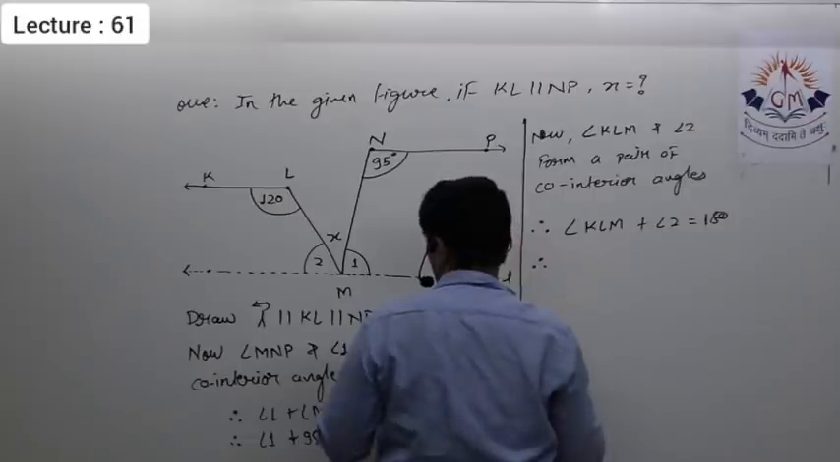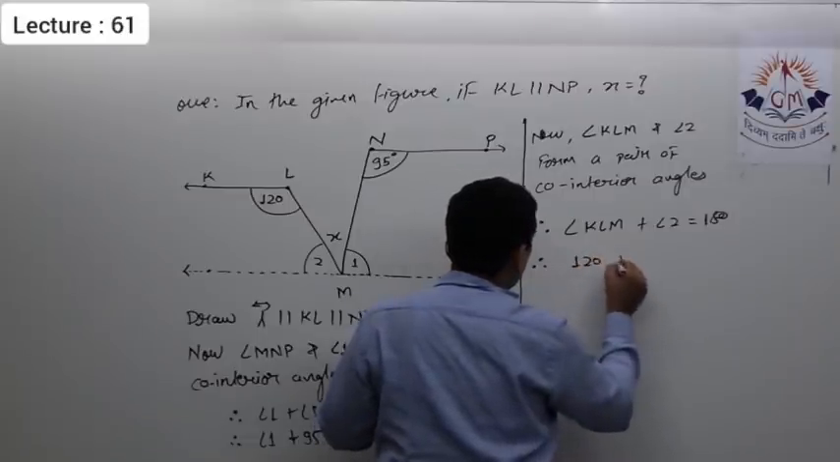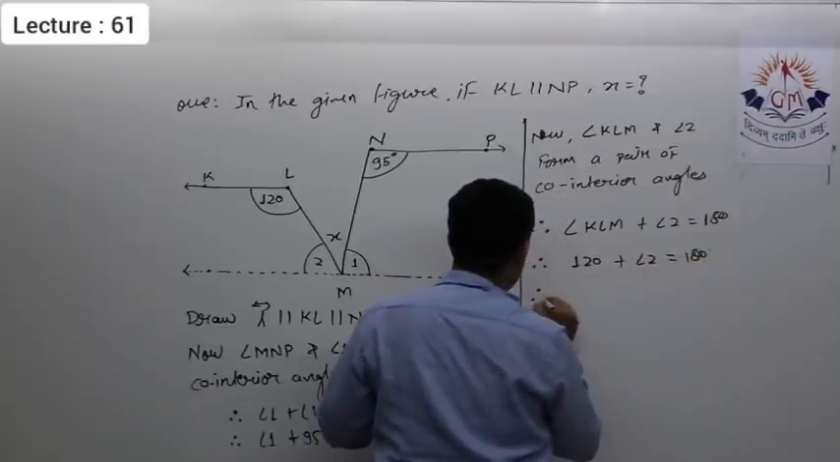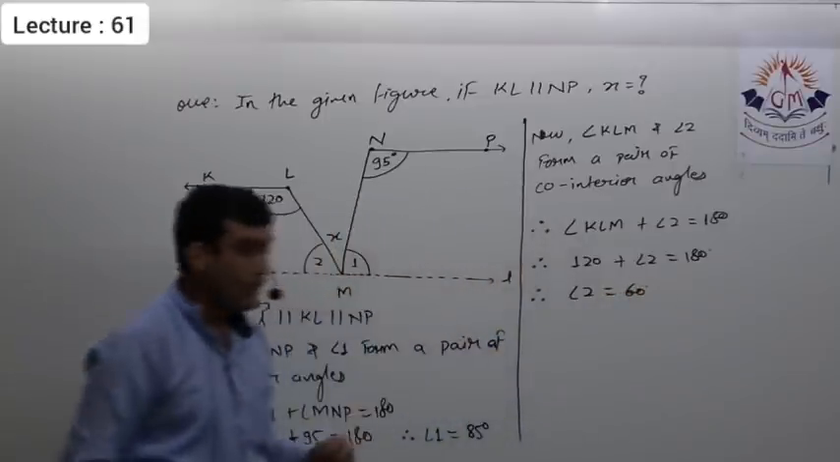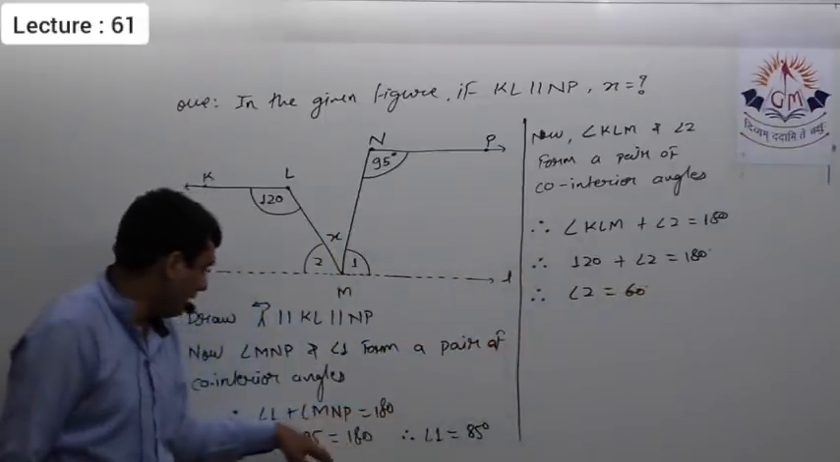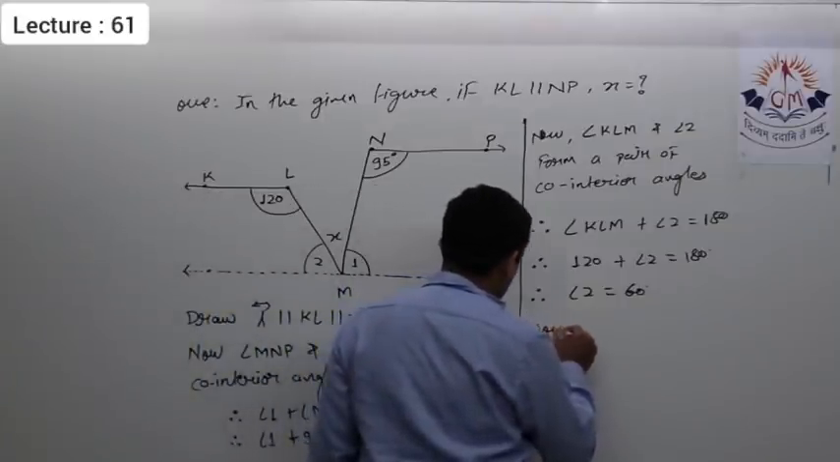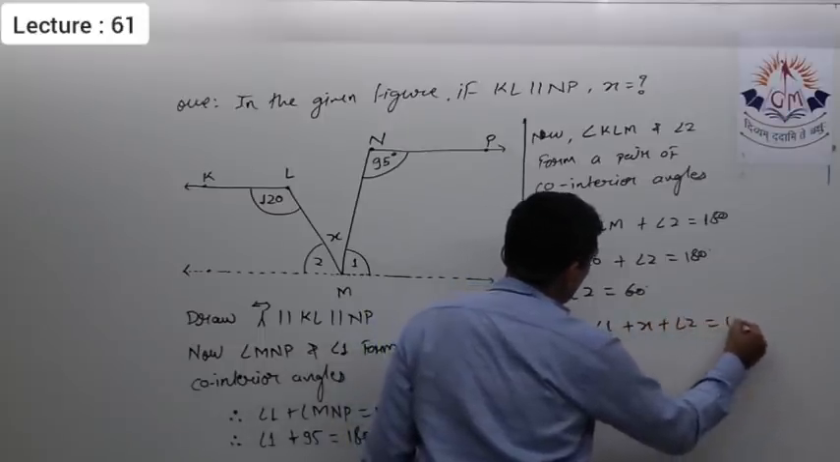Therefore now angle KLM is 120, so 120 plus angle 2 is equal to 180. Therefore, angle 2 is equal to 60 degrees. Okay, now I have the measure of angle 1 and the measure of angle 2. So now angle 1 plus x plus angle 2 is equal to 180.